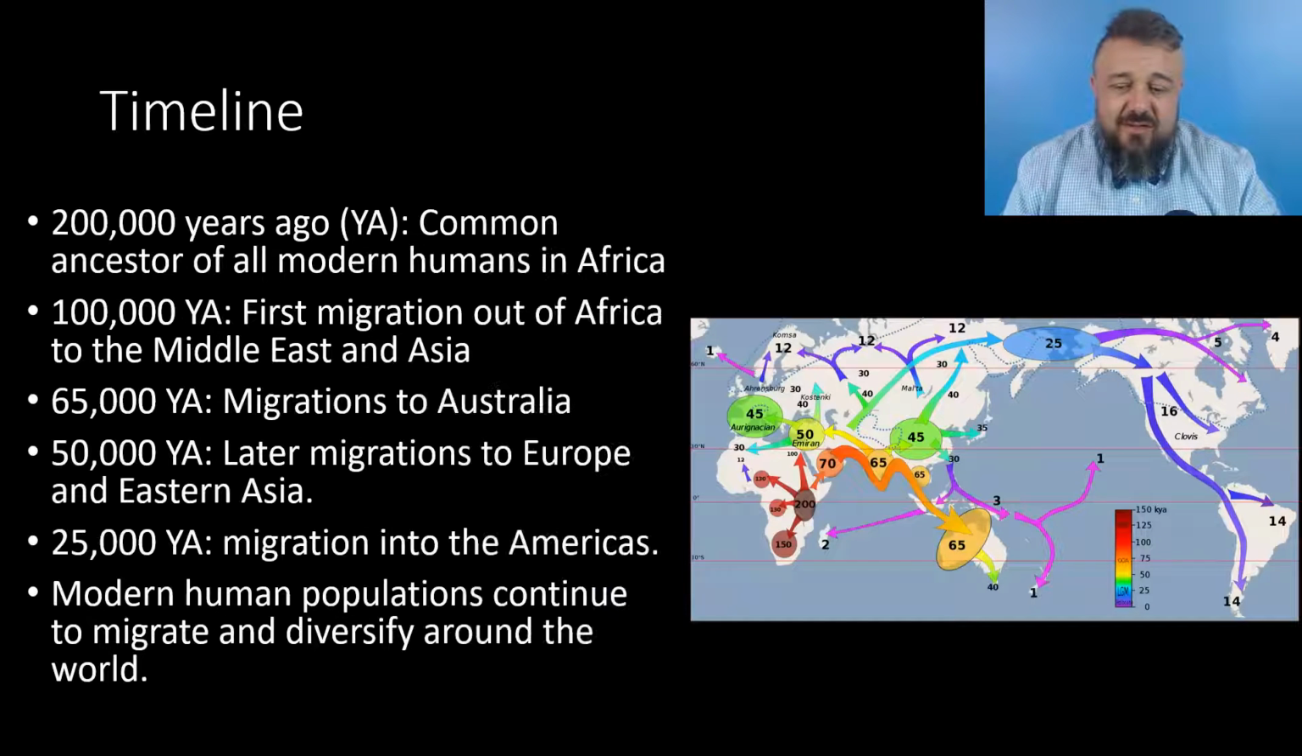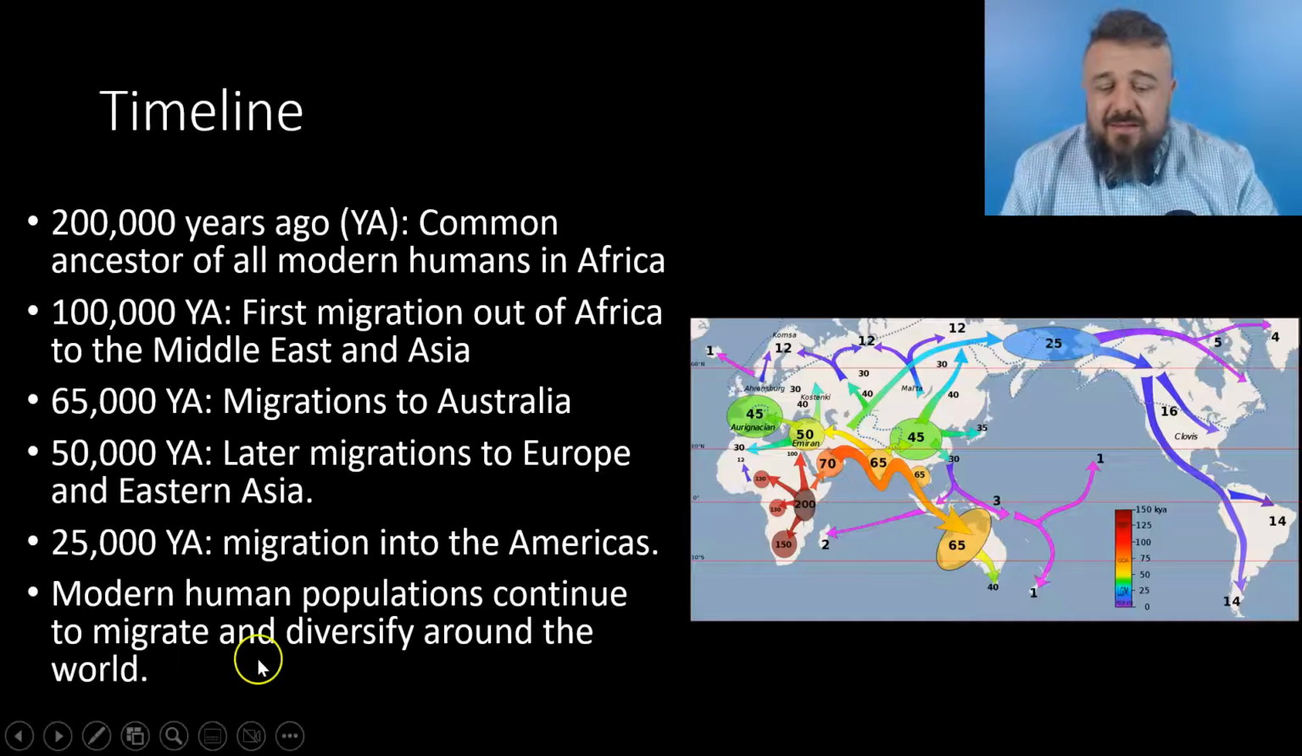So what does the timeline actually look like? 200,000 years ago, and from here on we're going to use the abbreviation YA, the common ancestor emerges in Africa. 100,000 years ago, they spread all throughout Africa. Then they make their first trip northeast into the Middle East and Asia. And then about 65,000 years ago, off into Australia from there. That's my people. Later migrations to Europe and East Asia happened about 50,000 years ago. 25,000 years ago, we start to move off via what I guess is modern Russia into the North Americas and then the South Americas after that.